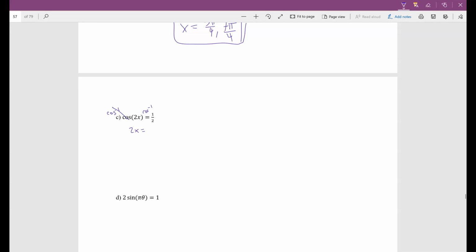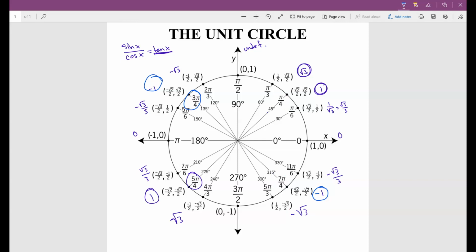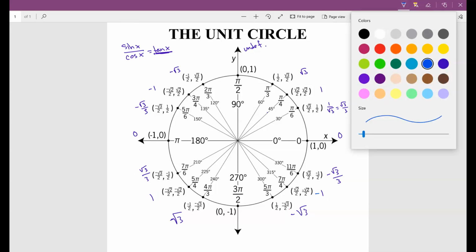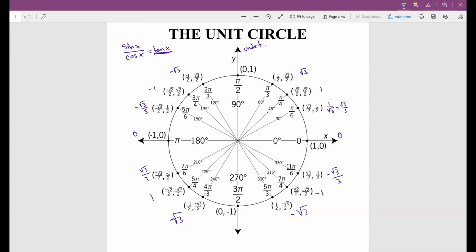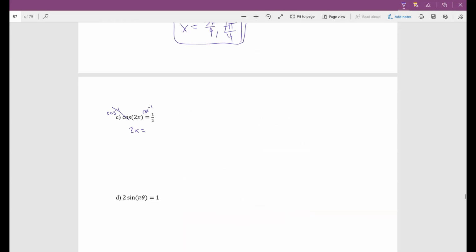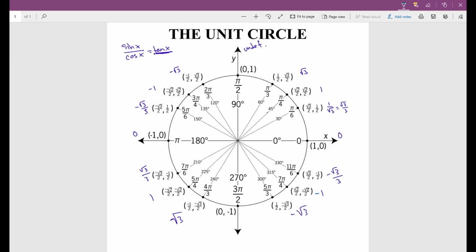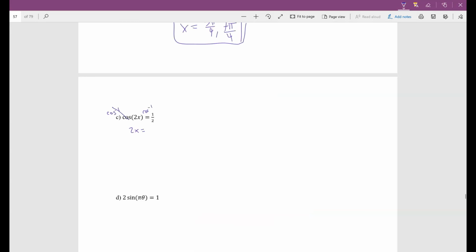So I need to look at the unit circle and figure out what angles are going to give me 1/2. Remember that cosine is the x value. So we're going to look at 1/2. Here's 1/2, and here is 1/2. Those are my x values. That means my angles are going to be pi over 3 and 5 pi over 3.